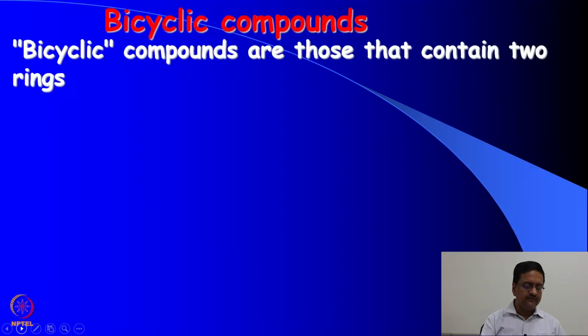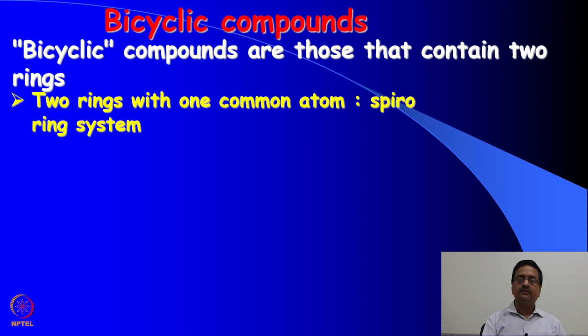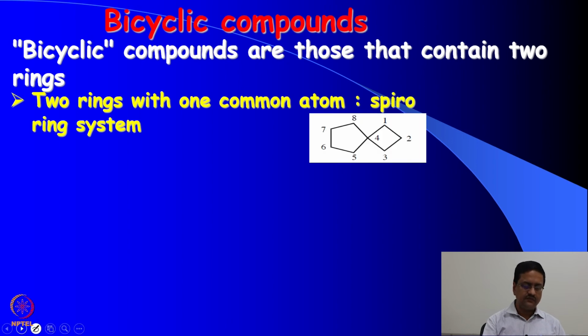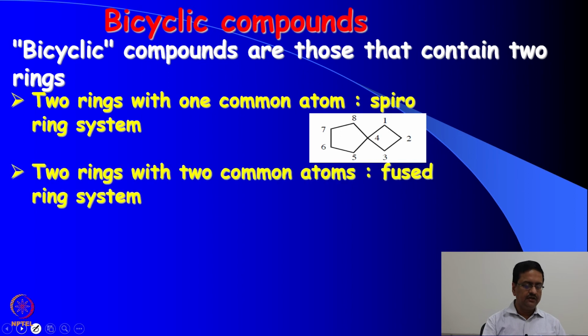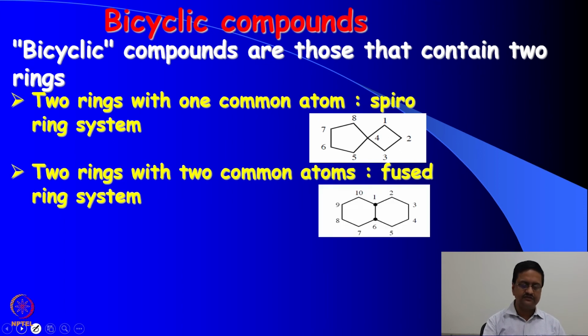In the next few minutes, we will try to understand the bicyclic compounds, the nomenclature of these compounds. Bicyclic compounds are those that contain 2 rings. There are different types of bicyclic compounds: 2 rings with 1 common atom, the spiro systems, which is an example here; 2 rings with 2 common atoms, and those 2 common atoms are connected together, called the fused ring systems. This is one such example.